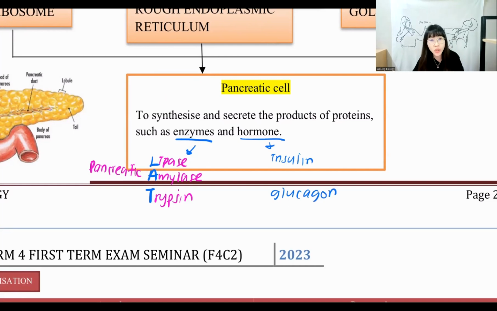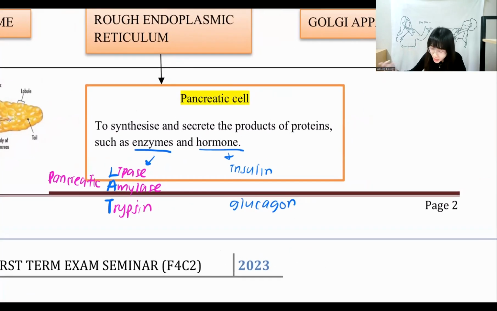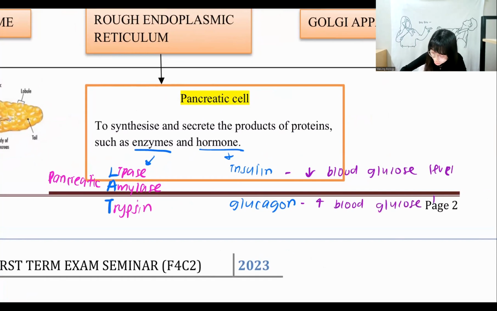These 2 hormones are used to control blood sugar level. For example, insulin is to decrease blood glucose level. Glucagon is to increase blood glucose level. So this is the difference between insulin and glucagon. People who have diabetes, if it is serious, have to inject insulin because they have to reduce their blood sugar level, right? So they're going to inject insulin.